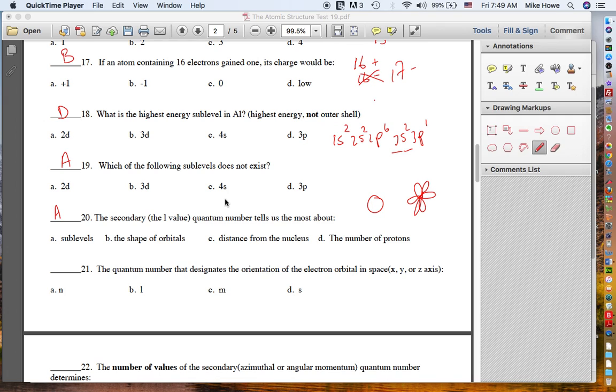So here we go with 21 through 40. The quantum number that designates the orientation of the orbital in space, that's the m quantum number, like -1, 0, 1. So m, that'd be C.